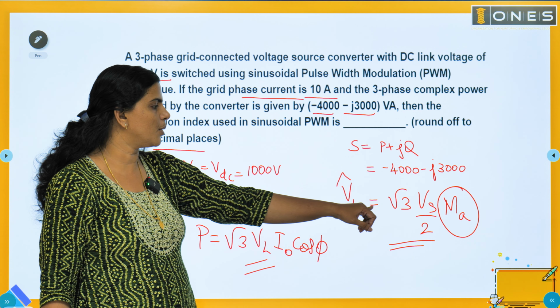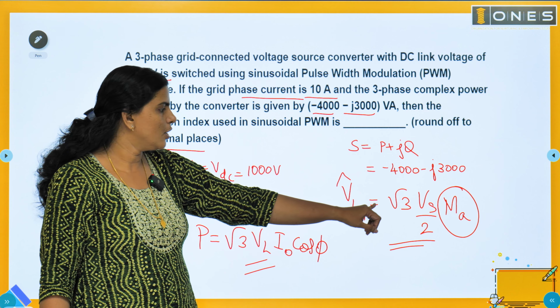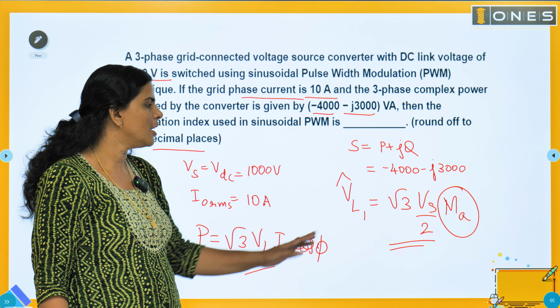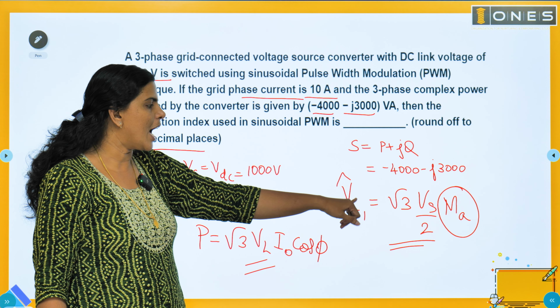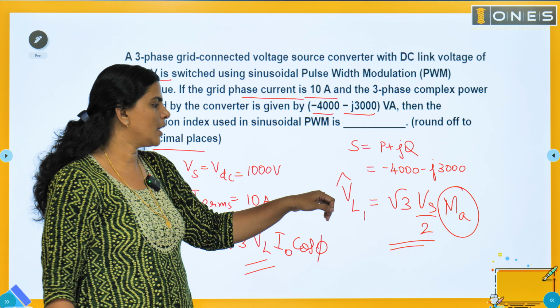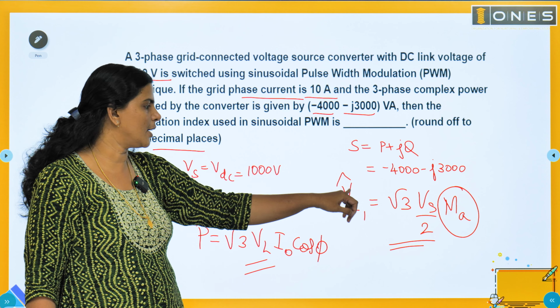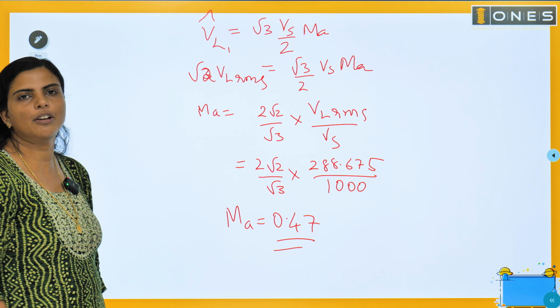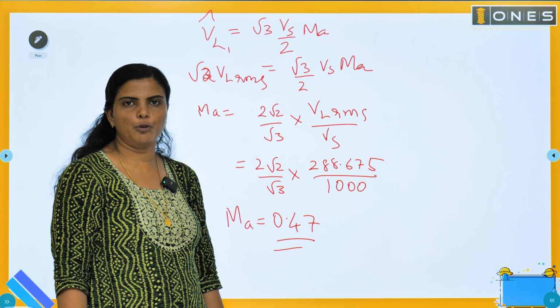അത് ഡയറക്റ്റ് ഇവിടെ കൊണ്ട് VL1 അവിടെ കൊണ്ടുപോയി root 3 VS by 2 into MA സബ്സ്റ്റിറ്റ്യൂട്ട് ചെയ്ത് MA കണ്ടുപിടിച്ചാൽ it will be wrong, because ഇത് പീക്ക് വാല്യൂവിൻ്റെ ഇക്വേഷനാണ്. RMS വാല്യൂ ആകുമ്പോൾ എന്താ, root 2 into RMS ആണ് പീക്ക് വാല്യൂ. And substituting that and solving for MA, you will get the value for MA as 0.47.